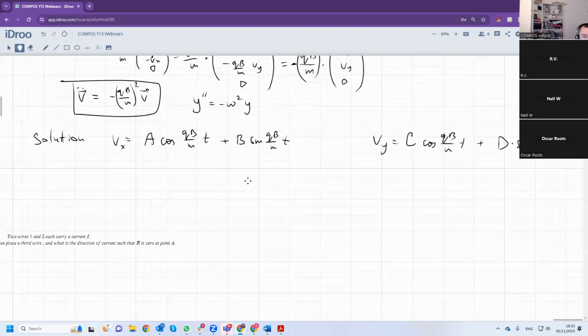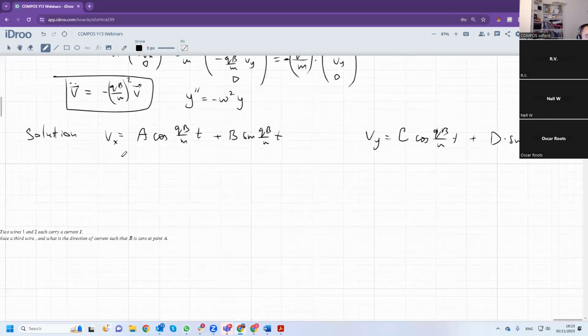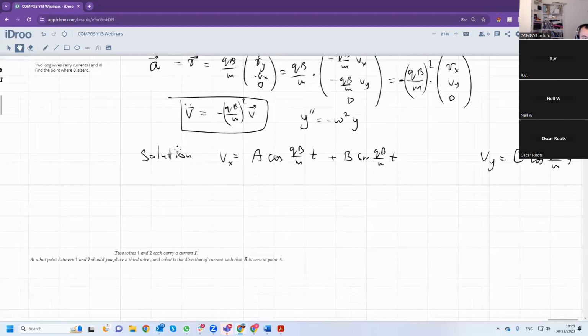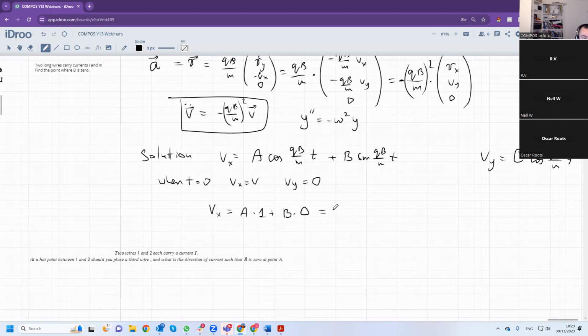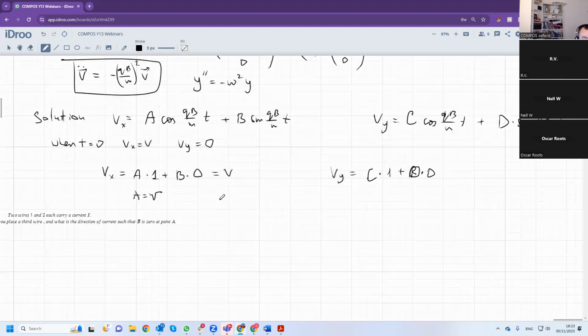Sorry if I'm being complicated here. Anyway, to find A and B, what you need to do is substitute t equals 0. When t is 0, vx is v, and vy is 0. So vx is equal to A cosine 0, so A multiplied by 1, plus B multiplied by 0, and that is equal to v. So A is equal to v. vy equals C multiplied by 1 plus D multiplied by 0, and that is equal to 0. That tells us that C is equal to 0.